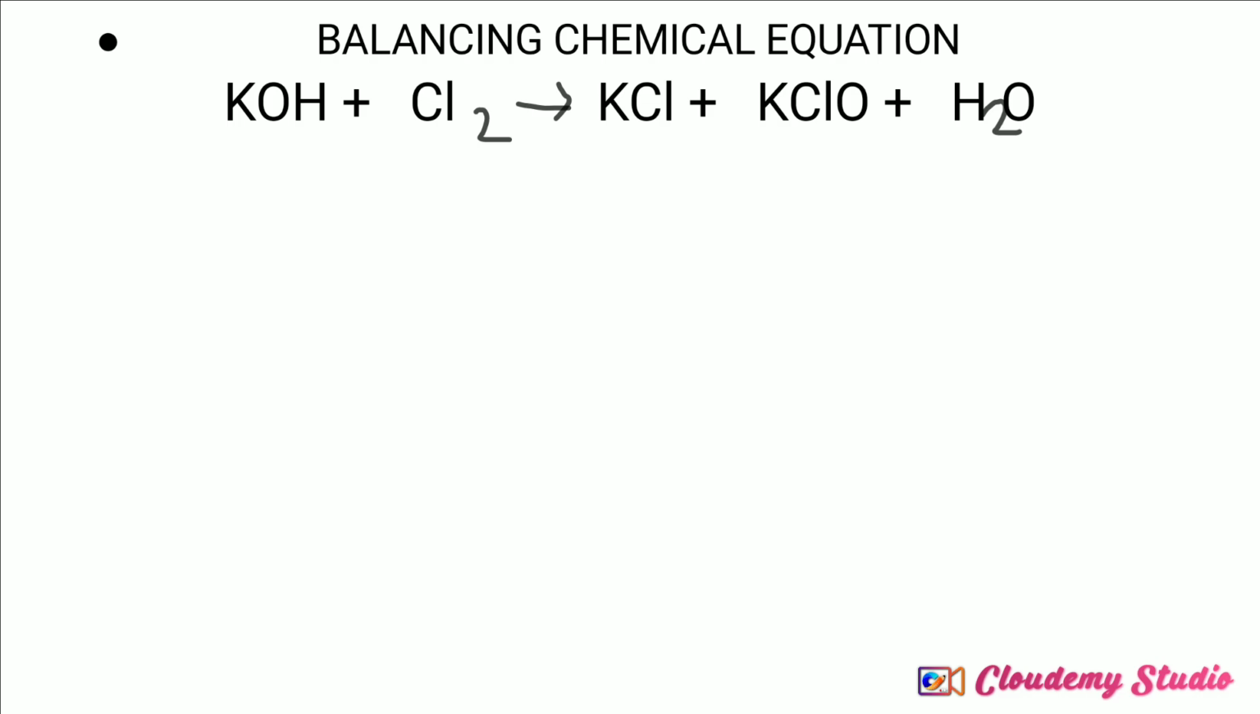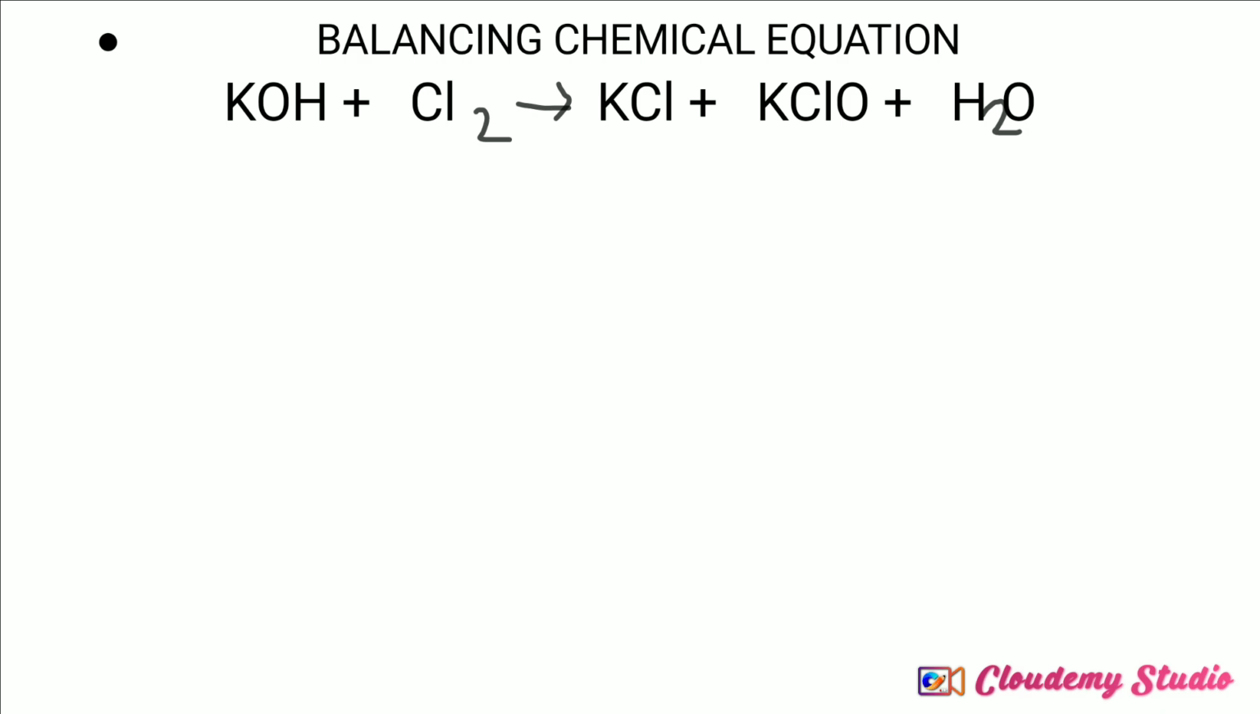Let's balance one more equation. The equation is for the reaction between potassium hydroxide and chlorine to form potassium chloride, potassium hypochlorite and water.